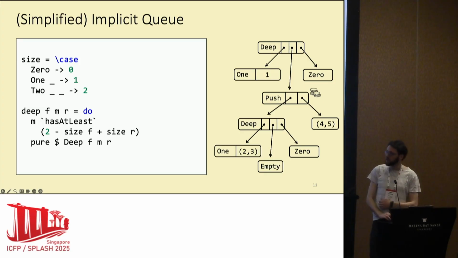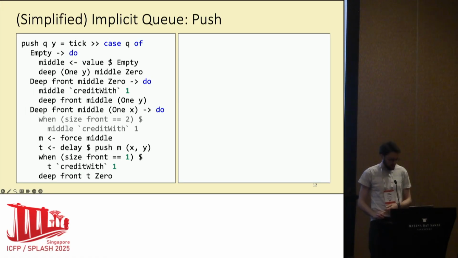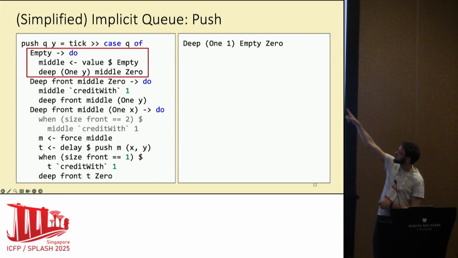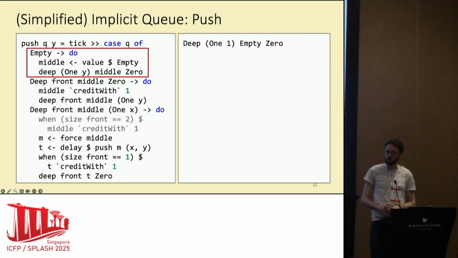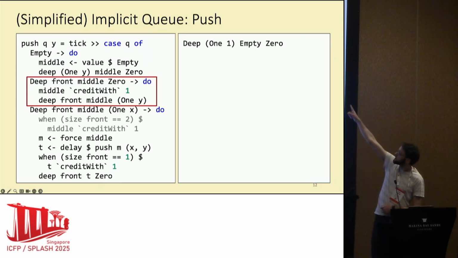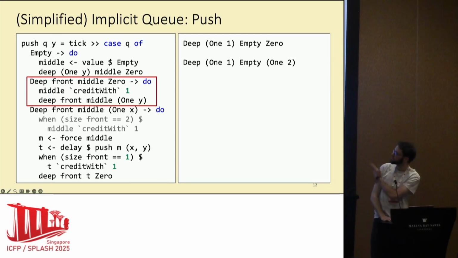And let's look at a way I would push into a queue like this. This is the push function, and I'll walk you through it in an example, so you don't have to read all of it right now. So if I push something into an empty queue, I'll just create a new empty thunk in the middle, and I'll put it into the front digit immediately. Then if I push another one in, I'll just add it to the rear digit, and I'll also put 1 credit onto empty, but that doesn't matter because empty is not a thunk.